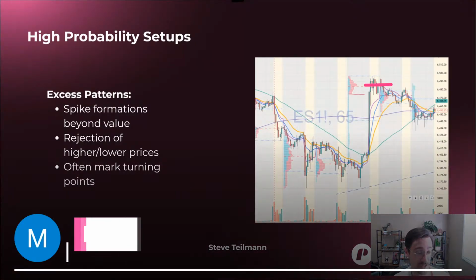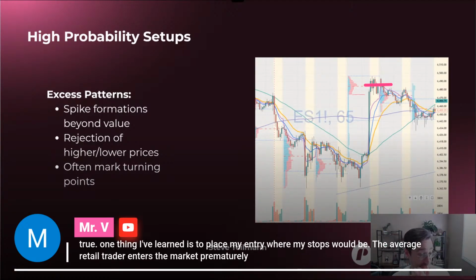Yeah, Mr. V saying, one thing I've learned is to place my entry where my stops would be. The average retail trader enters the market prematurely. Yes, because we see the writing on the wall, but we don't understand the mechanisms by which the market creates opportunities to safely enter those situations. So we jump the gun and then we think we're wrong. But we're not wrong, we're just early. We're Michael Burry, we're just cooking, we gotta stick with it and hold through a 50% drawdown like him. No, I'm kidding, but it's that kind of thing.